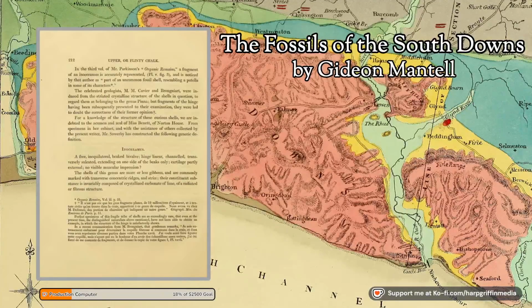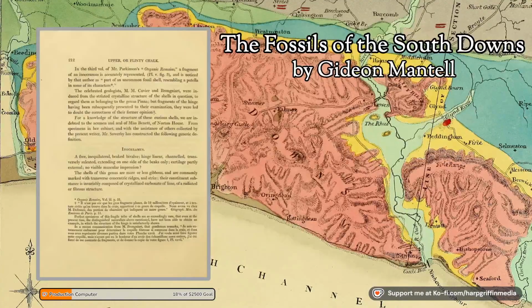The celebrated geologists Messrs. Cuvier and Brongniart were induced from the striated crystalline structure of the shells in question to regard them as belonging to the genus Pinna, but fragments of the hinge having been subsequently presented to their examination, they were led to doubt the correctness of their former opinion. For a knowledge of the structure of these curious shells, we are indebted to the acumen and zeal of Miss Bennet, of Norton House. From specimens in her cabinet, and with the assistance of others collected by the present writer, Mr. Sowerby has constructed the following generic definition.